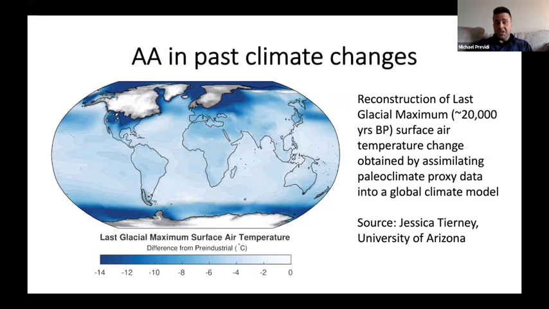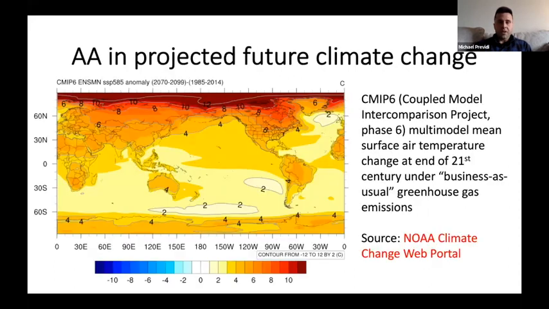So those are two examples of Arctic amplification in recently observed climate change, and also it's a robust feature of past climate changes. I'm showing here as just one example of that the last glacial maximum temperature change, but there are a number of other past climate changes for which we have evidence for Arctic amplification. Finally, that's past and present. What about the future? Well, it turns out that Arctic amplification is also a very robust feature of projected future climate change from climate models. And this is one example of that.